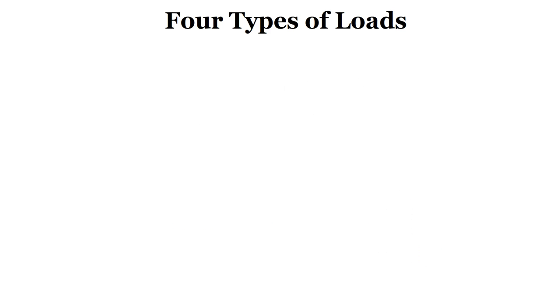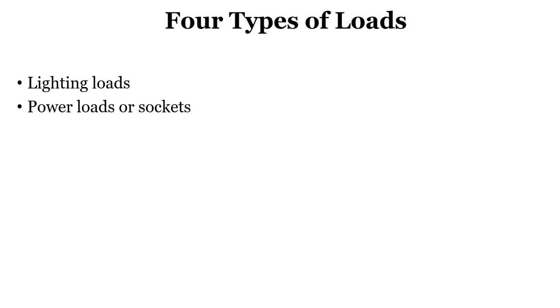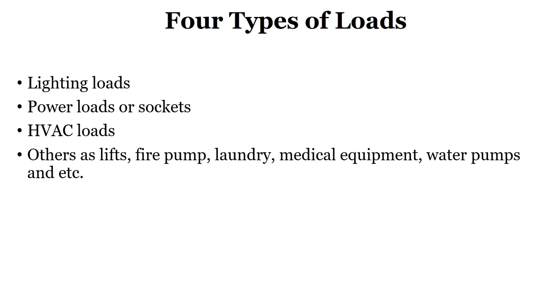So first we have to understand that there are four types of loads in our system. First we have the lighting loads, and we have the power loads or the sockets loads, and we have the HVAC or air conditioning system, and then we have other loads such as elevators or lifts, fire pumps, water pumps, laundry, medical equipment, and so on.